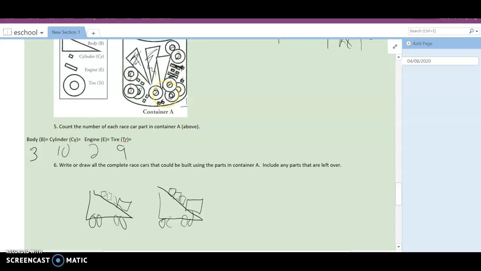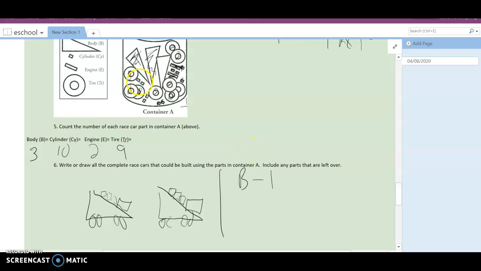Okay. So now I'm going to run into a problem because I am completely out of engines, right? So that is the thing that's limiting me from making any more. I can't make anything more because of that. I have no more engines. So I can make 2. So what is left over? How many bodies do I have left over? I have 1 left over.